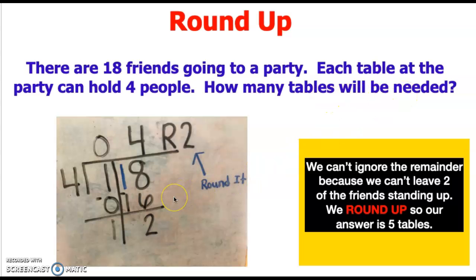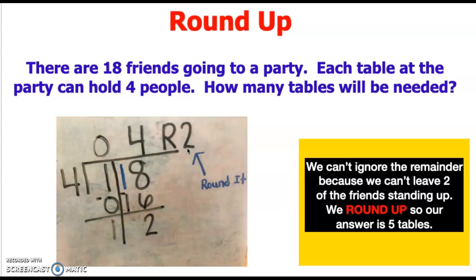So here I have my problem set up. 18 divided by 4. I'm using column division. My answer is 4 remaining 2. There are 2 friends who will not have a table. These friends will be standing up.